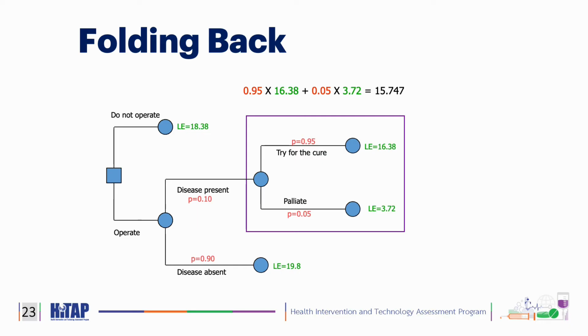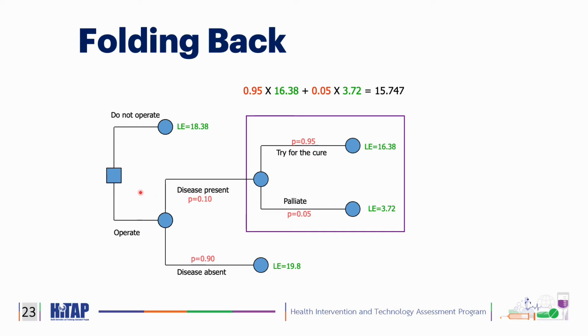So here, if the patient operates and the disease is still present, we fold back both the patient who tries for cure and the patient who is palliated, again by the same method, multiplying the life expectancy with the probability for try for cure, combining with the probability of palliative with that life expectancy.